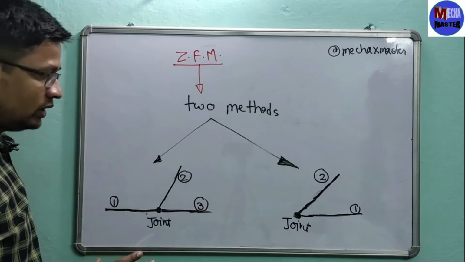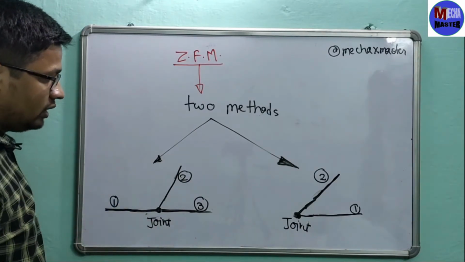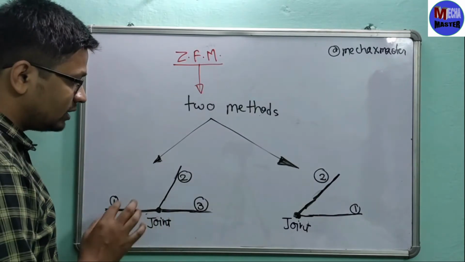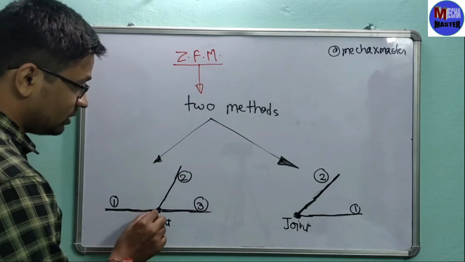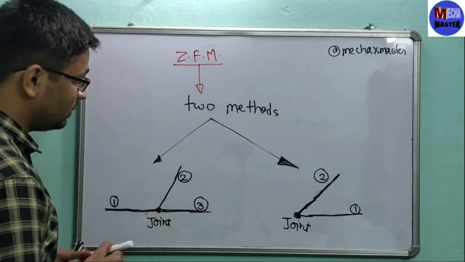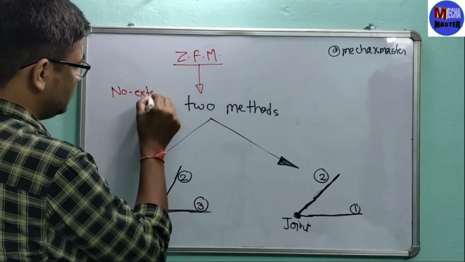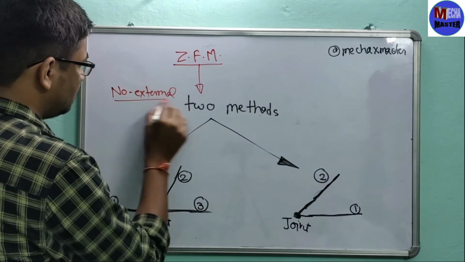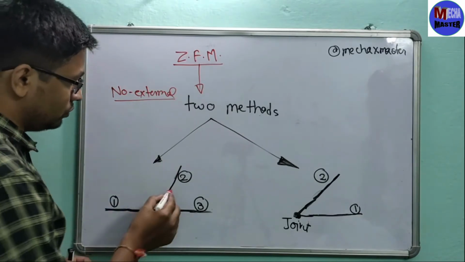Suppose two links are collinear. If the third link is attached at that joint and there is no external force at that joint, so it is very important that there should not be any external force at that joint, then the third member that is not collinear will be zero force member.